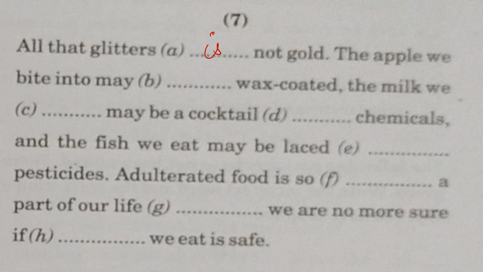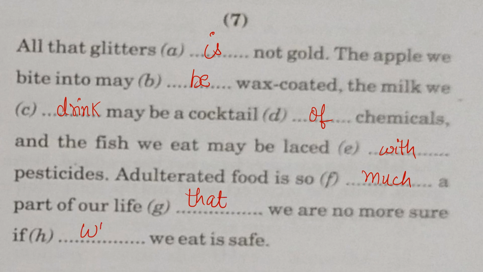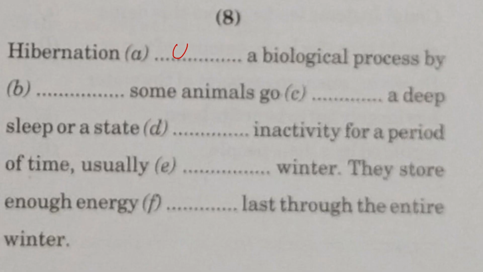Seventh, all that glitters is not gold. The apple we bite into may be wax coated, and the milk we drink may be a cocktail of chemicals, and the fish we eat may be laced with pesticides. Adulterated food is so much a part of our life that we are no more sure if what we eat is safe.